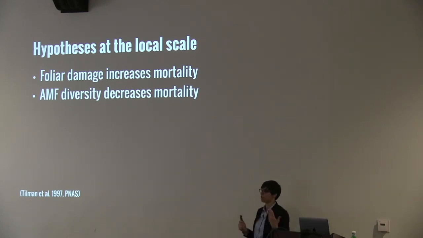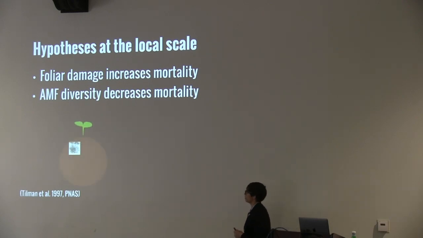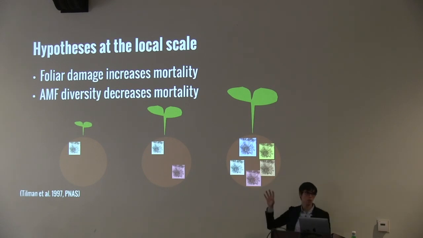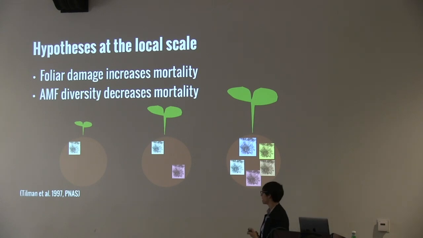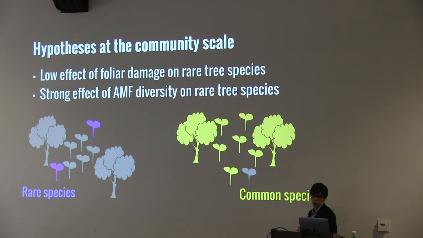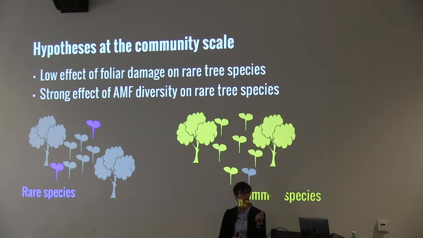That's because of selection and complementarity, right? As you increase the diversity, the likelihood of having one very good mutualist might increase. Or if the plant is associated with several of them, you might have some nice complementarity effect happening. And then on the community scale, we thought that the effect of mycorrhizal fungal diversity would be much more pronounced for the rare species than the common species.